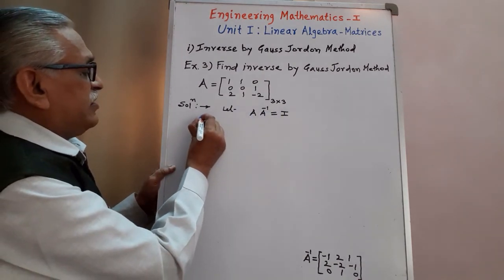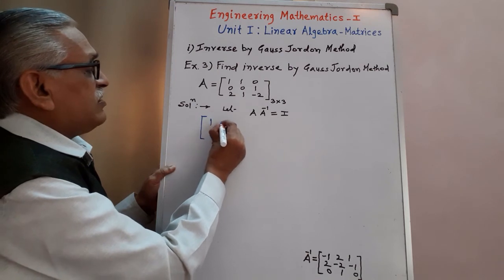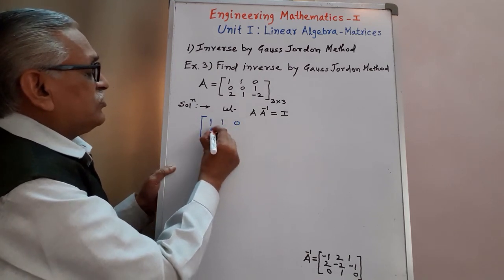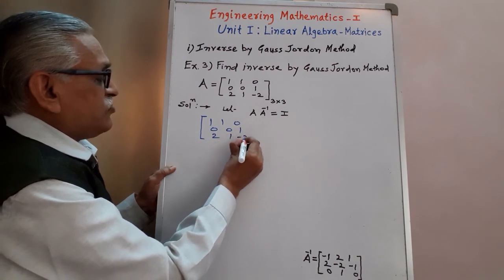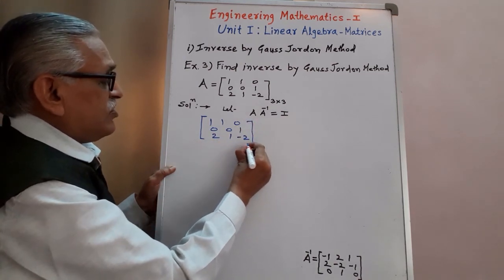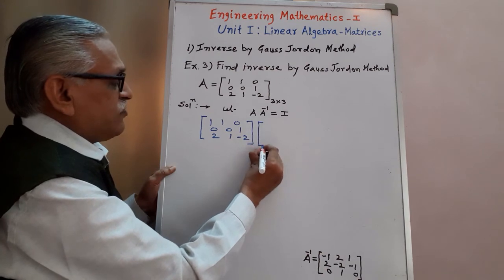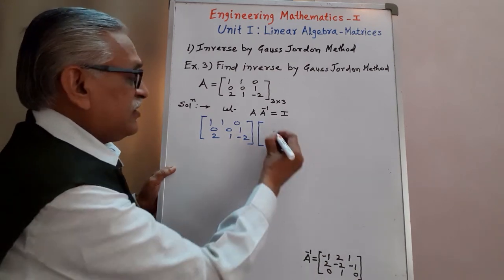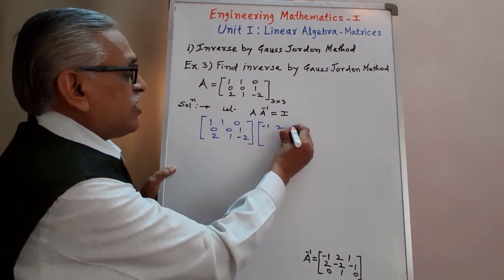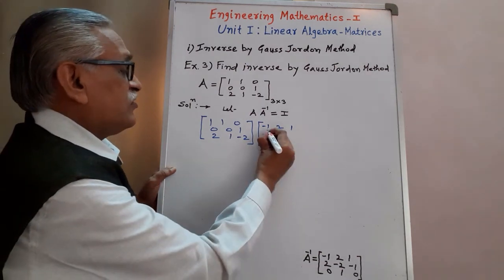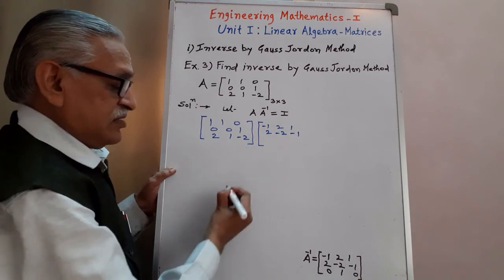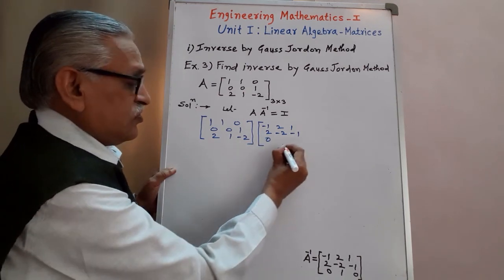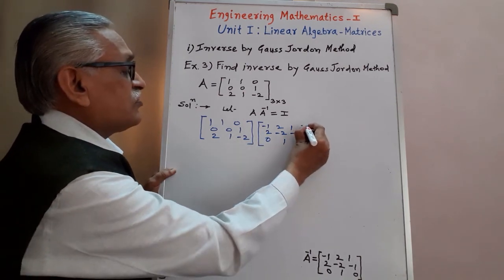Matrix A is [1 1 0; 0 0 1; 2 1 -2], to be multiplied by the A inverse matrix, which is [-1 2 1; 2 -2 -1; 0 1 0].